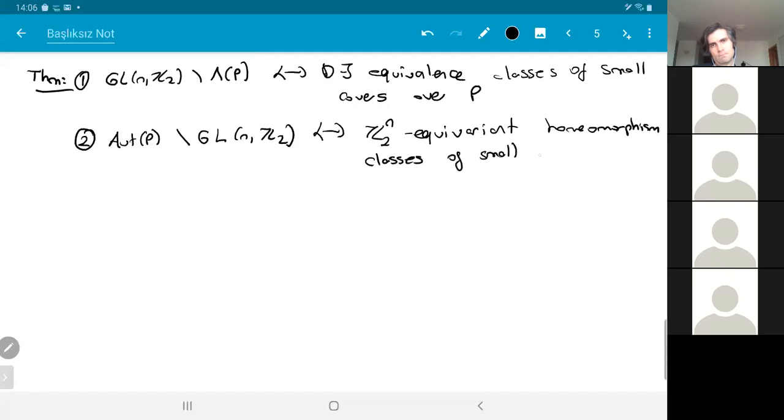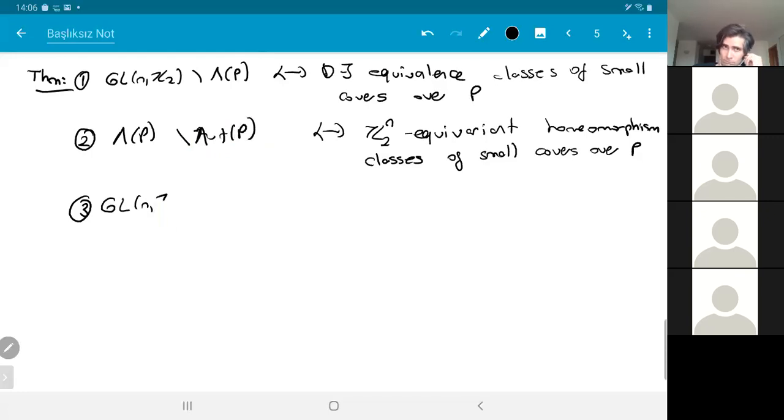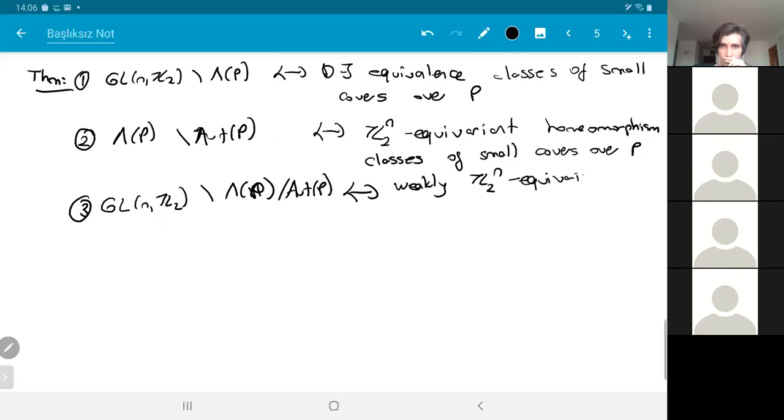Of small covers over P, and the double coset. Okay, I made a typo here. It goes right, the right action of the automorphism group of P, and the double coset corresponds to the set of weakly Z2-equivariant homeomorphism classes of small covers over P.